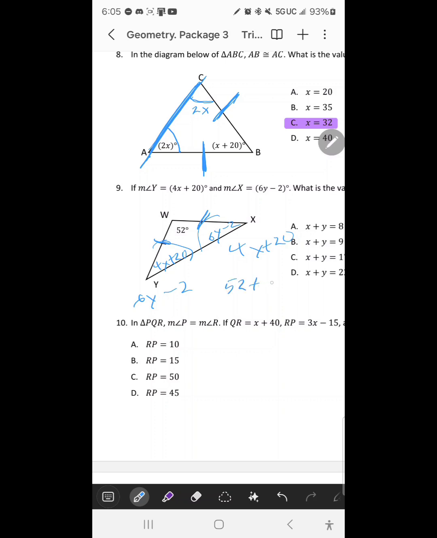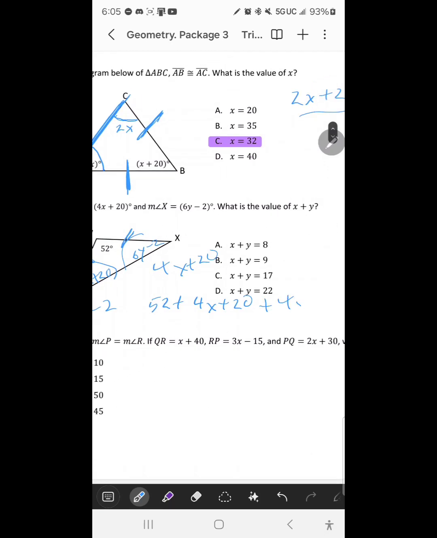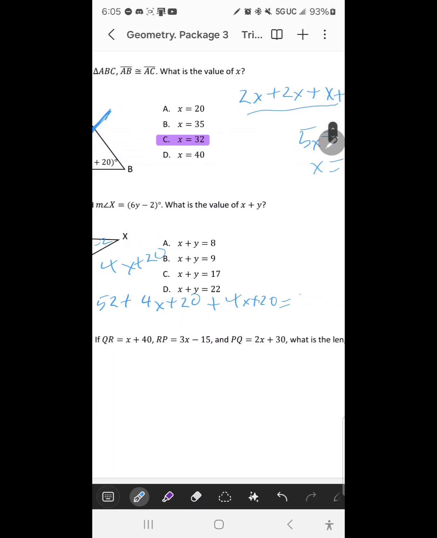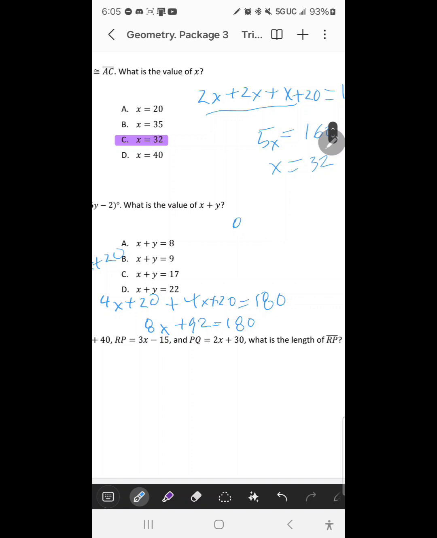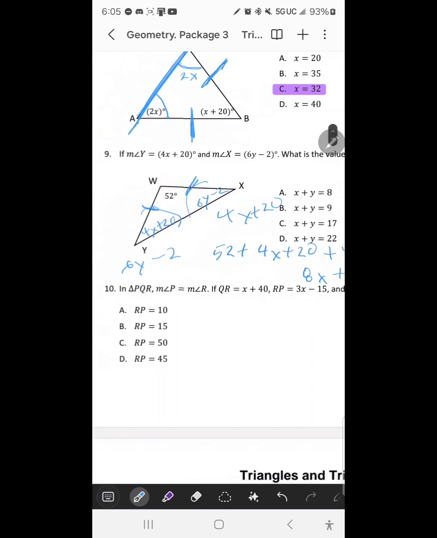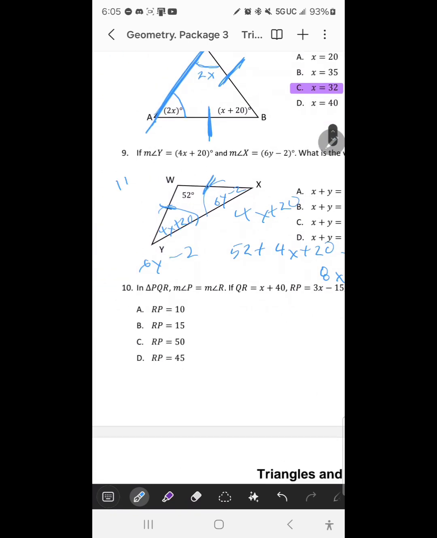So I'm going to say that 52 plus 4x plus 20 plus 4x plus 20, so I can solve for x first, equals 180. So 8x plus 92 equals 180, because 4x plus 4x is 8x, and 52 plus 20 plus 20 is 92. I'm going to continue here. 8x equals 88, because 180 minus 92 is 88. x equals 11. So we have a value of x equal to 11.